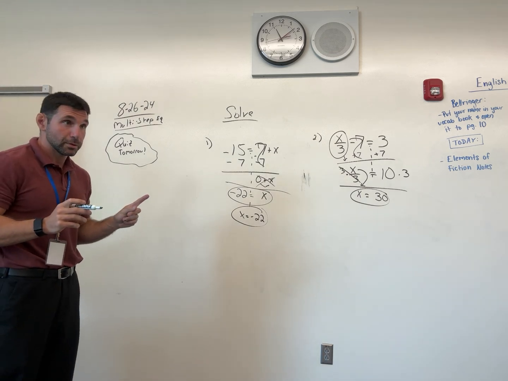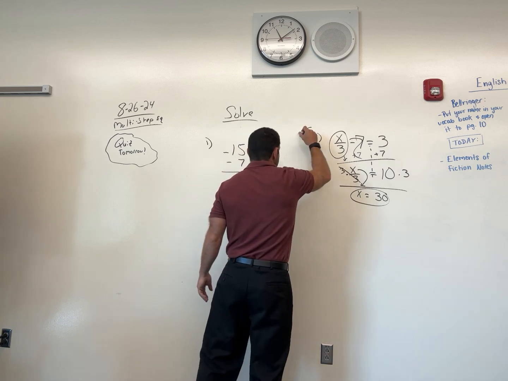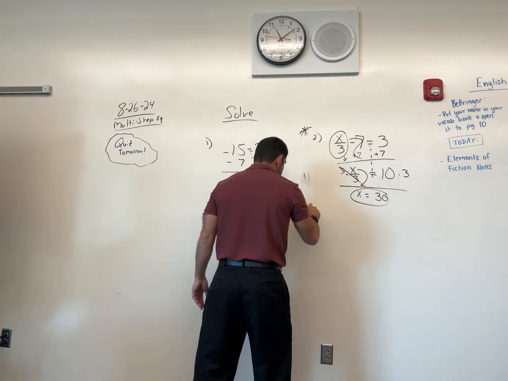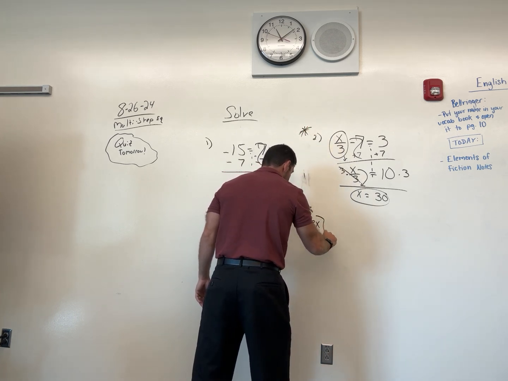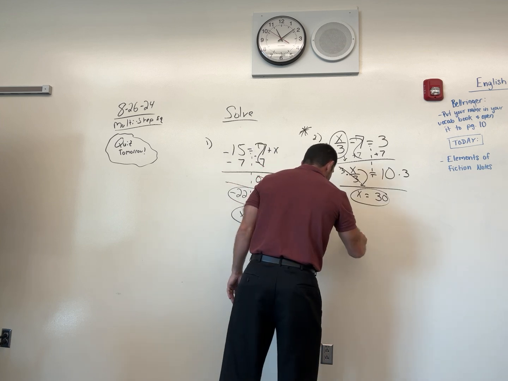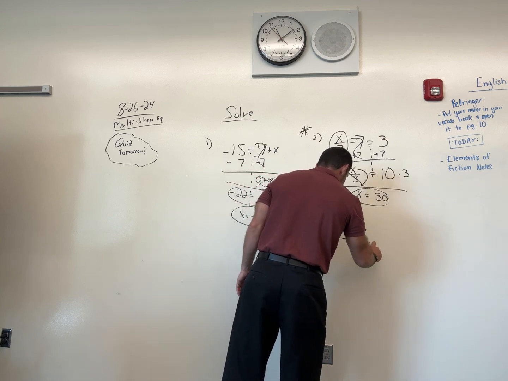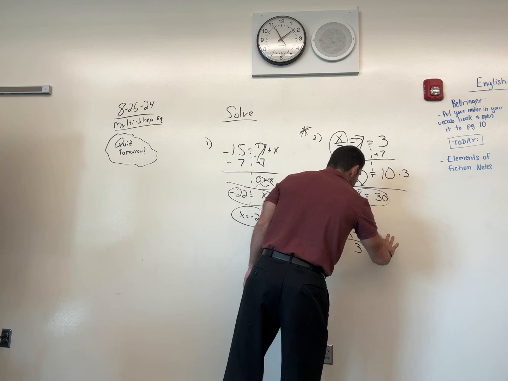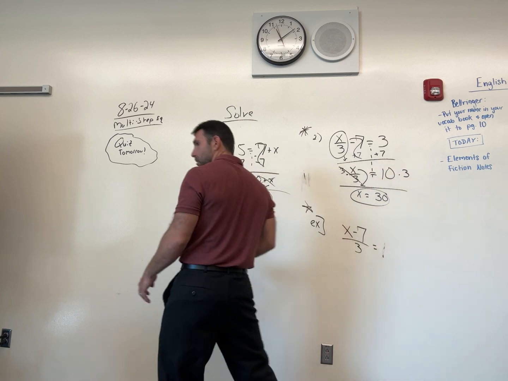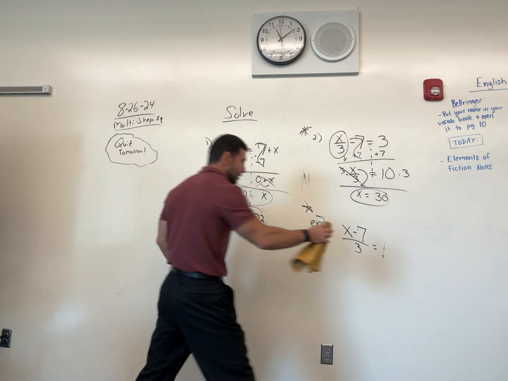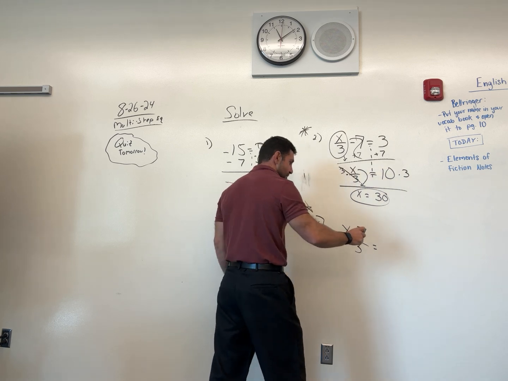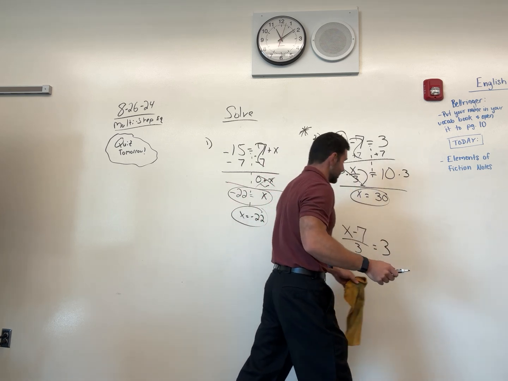Now, I'm going to put a star here. And I'm going to put a star here. And I'm going to write pretty much... this is why I need a chalk tray or something. Having it just all over the place.